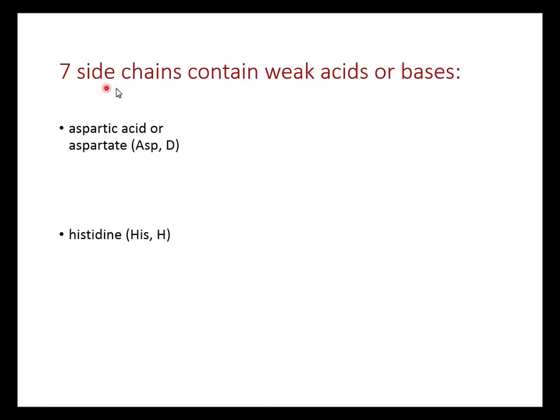Seven amino acids have side chains that have weak acids or bases in them, or that act as weak acids or bases. No big surprise, aspartic acid is one of them, and histidine is one of them. So go ahead and try to draw the fully protonated forms of both of those species.